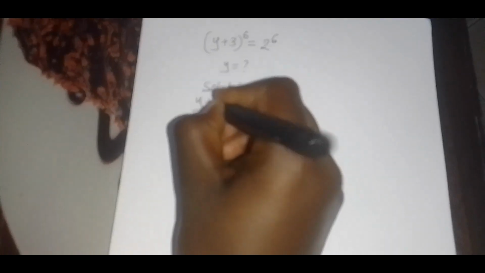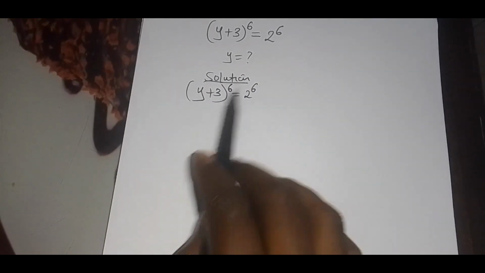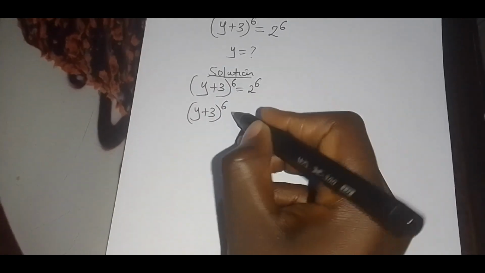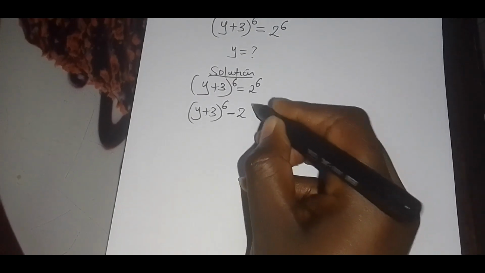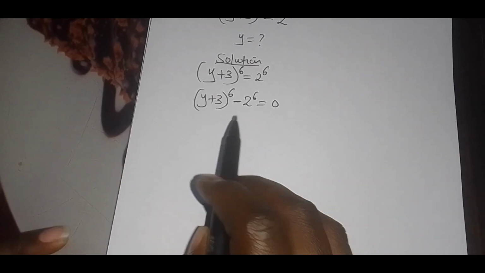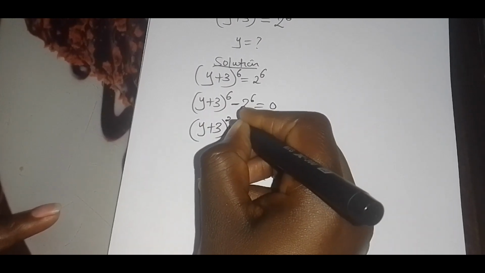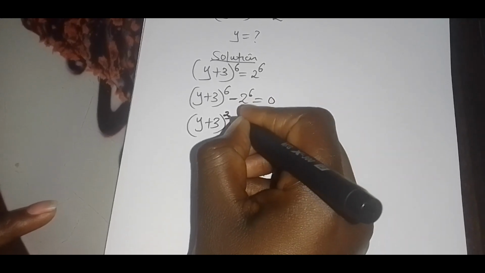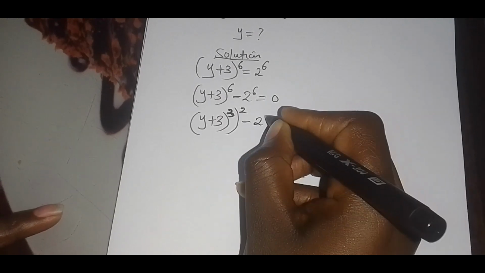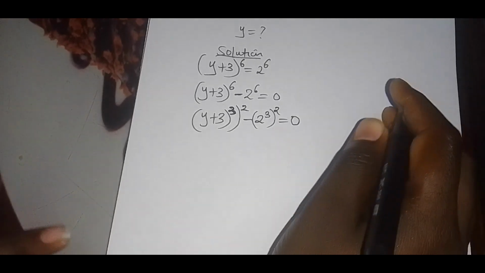We have (y + 3)^6 equal to 2^6. So we can write this as (y + 3)^6 minus 2^6, equal to 0. Okay, so we can express this as ((y + 3)^3)^2 minus (2^3)^2, equal to 0.